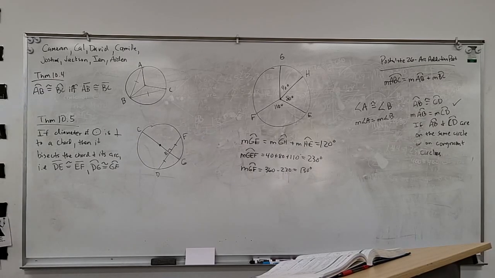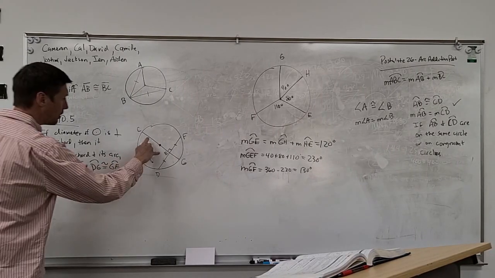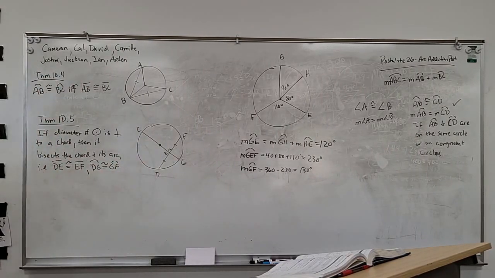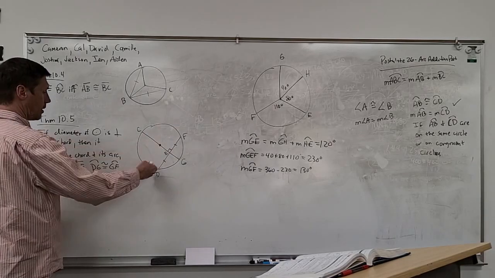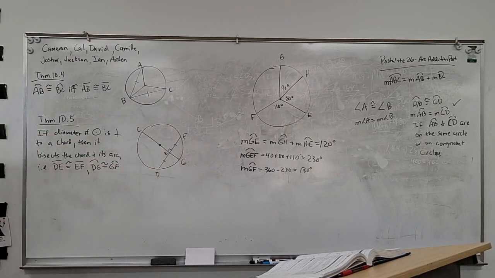But yeah, a chord just runs from one side to the other. And so what we're saying is that if the diameter, which is in fact a chord right here, is perpendicular to another chord, then it bisects that chord and therefore makes two congruent line segments and also two congruent arcs. Okay?